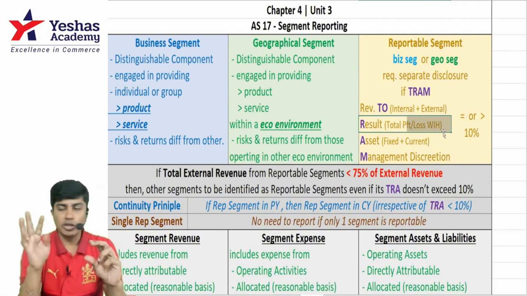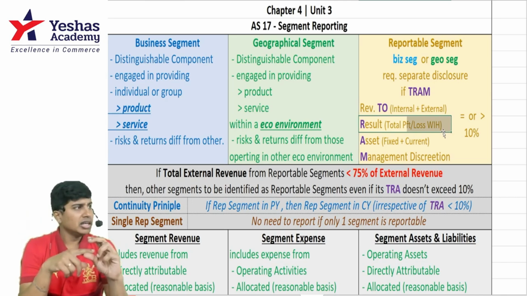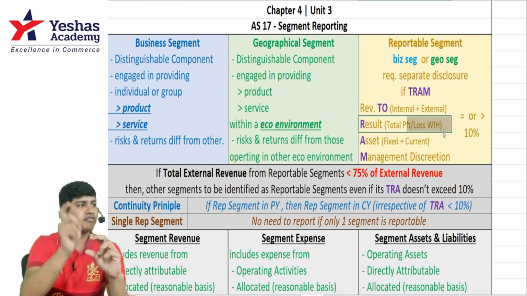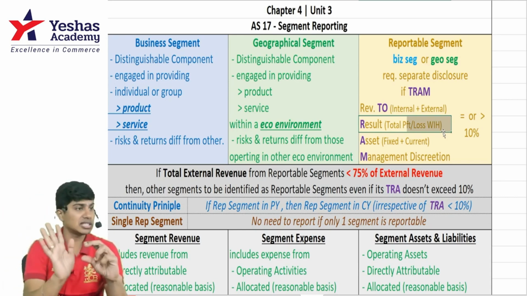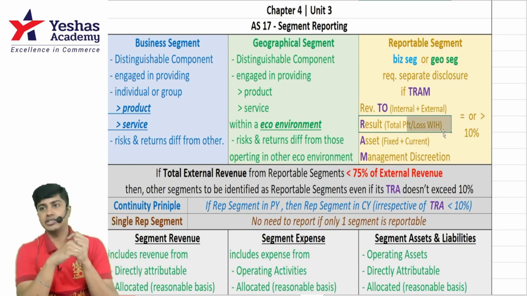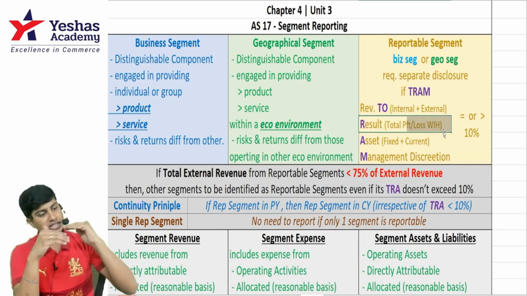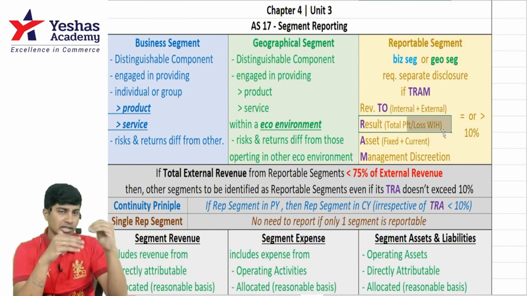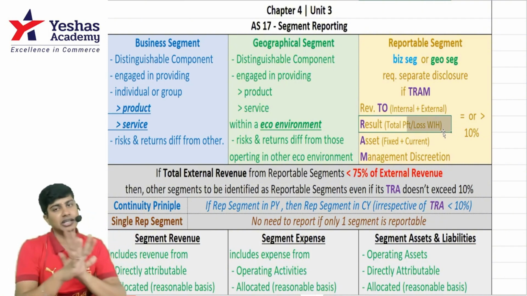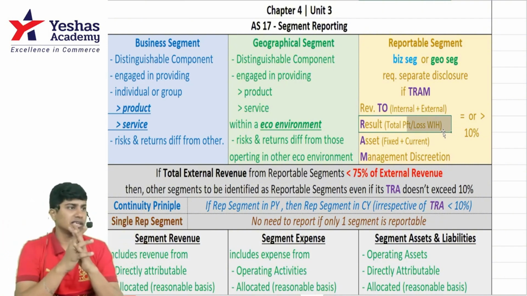Ignore the negative symbol, positive symbol. That will be the denominator. Take the respective segment's profit or respective segment's loss in absolute terms. Ignore the symbol. Then you find the percentage. If that resulting percentage is 10% or more, then it is a reportable segment. If it is less than 10%, it is not a reportable segment.